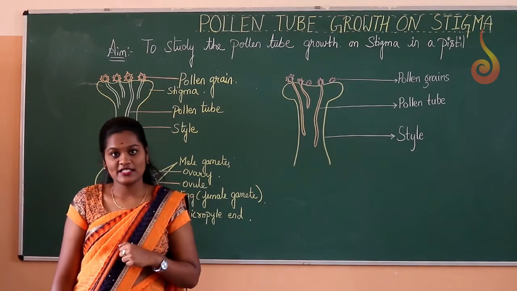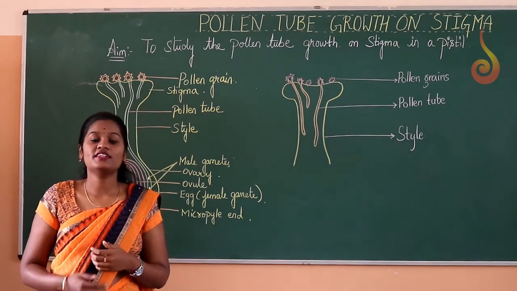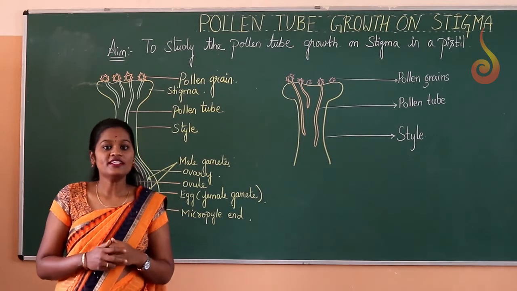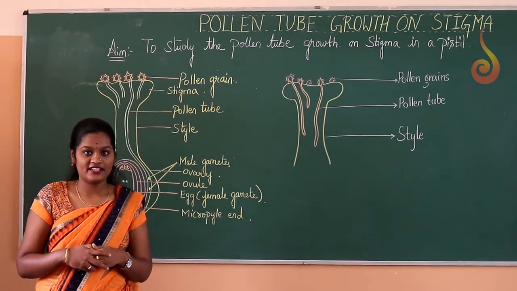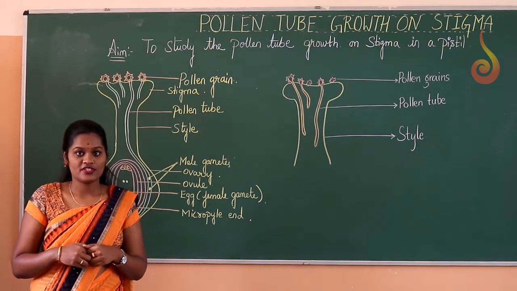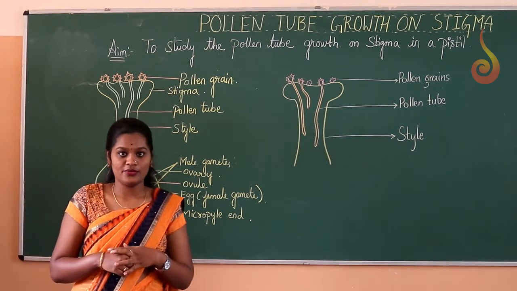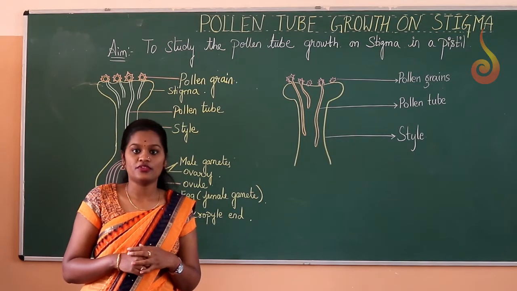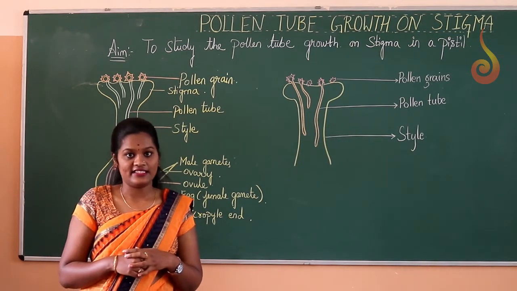Before starting with the experiment, let us learn what is pollen. So pollen is a male gametophyte that carries a male gamete. So where are these male gametes produced? These male gametes are produced in a male reproductive part of a flower called anther.